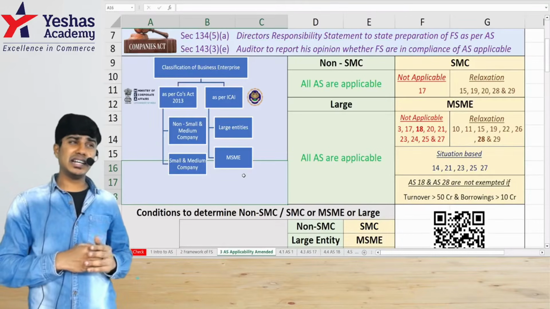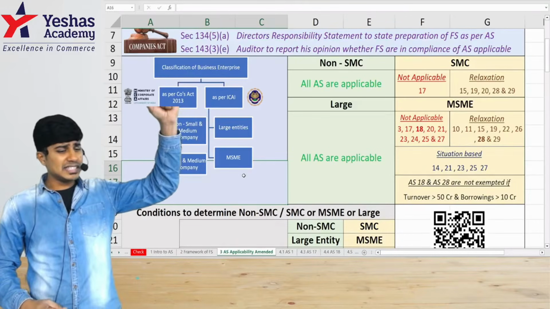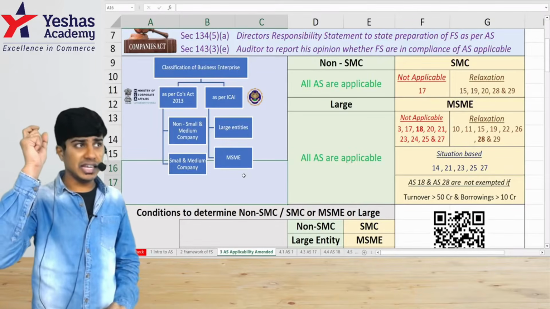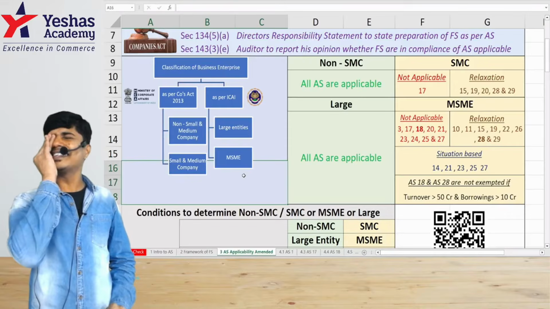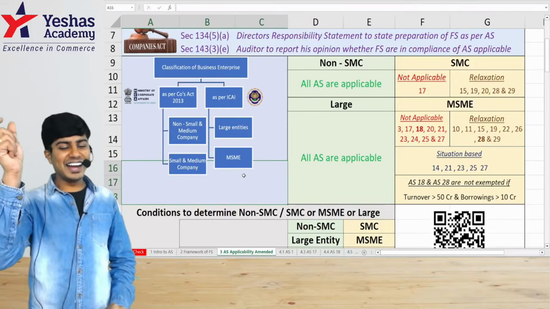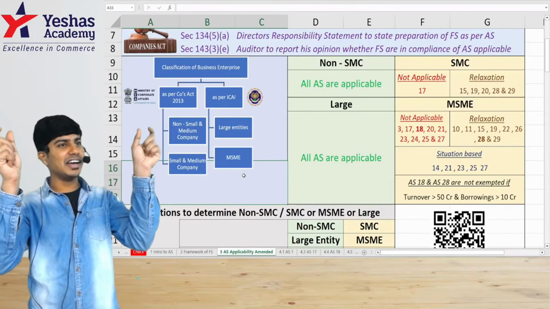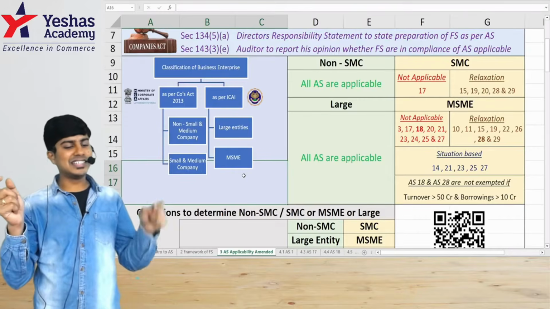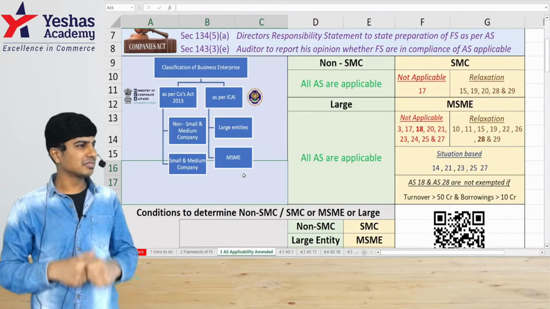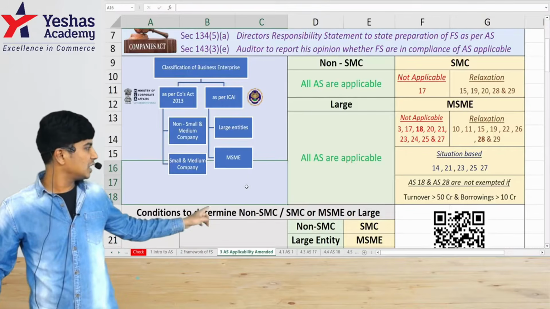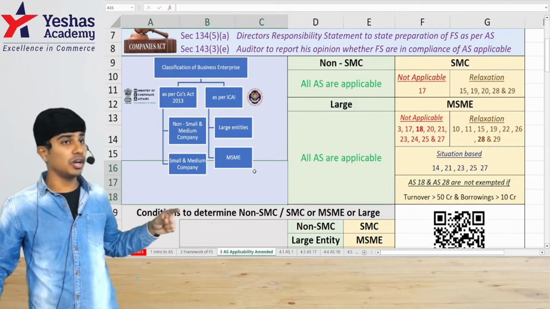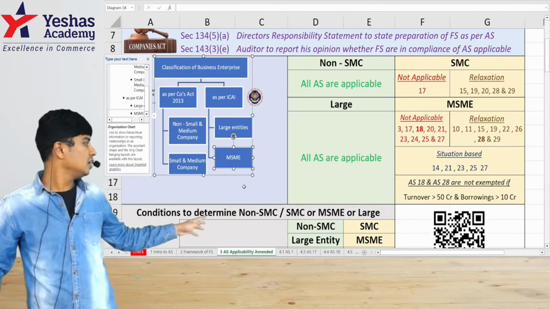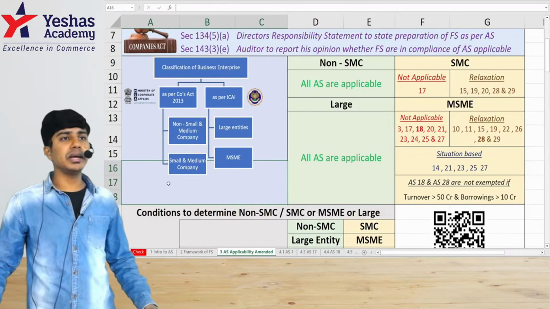As per Companies Act, the classification is non-SMC and SMC. And non-SMC as per MCA and large entities as per ICAI are the same. And MSME as per ICAI and SMC as per Companies Act are again the same. So the difference I've explained so far is that level 2, 3, 4 has been merged into one word called MSME, which is the same as small and medium company.